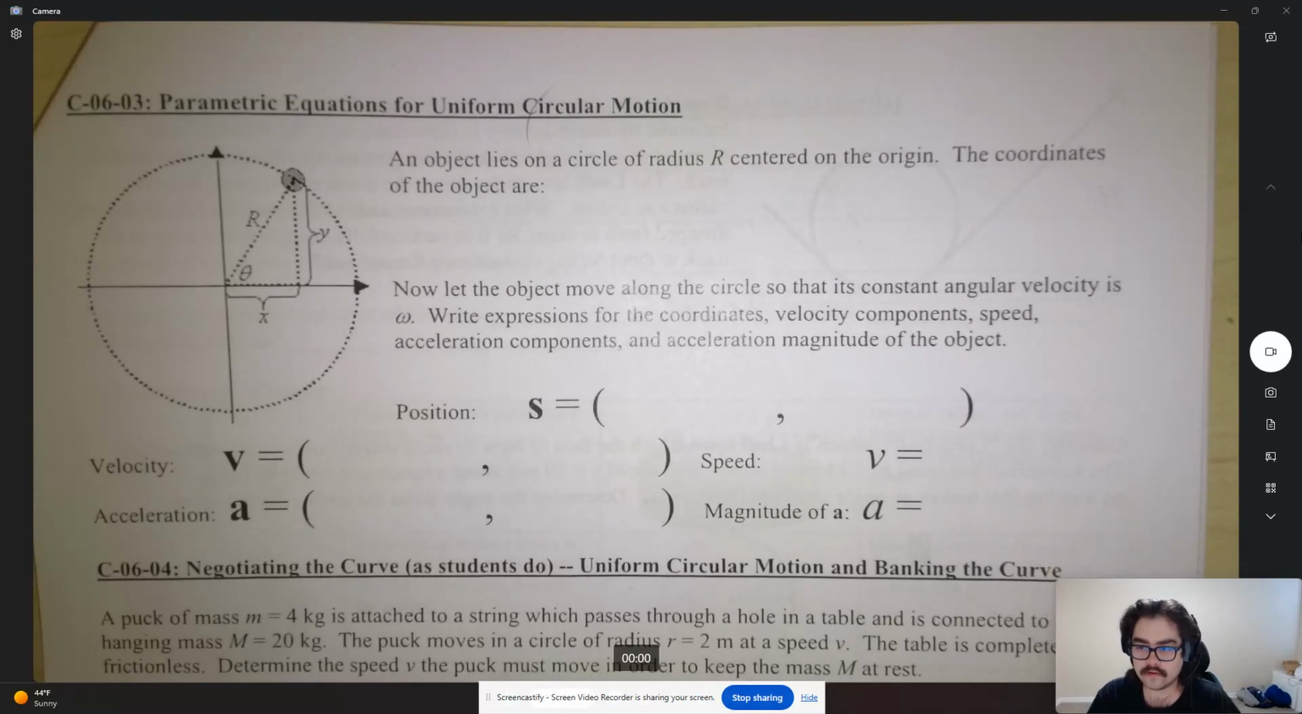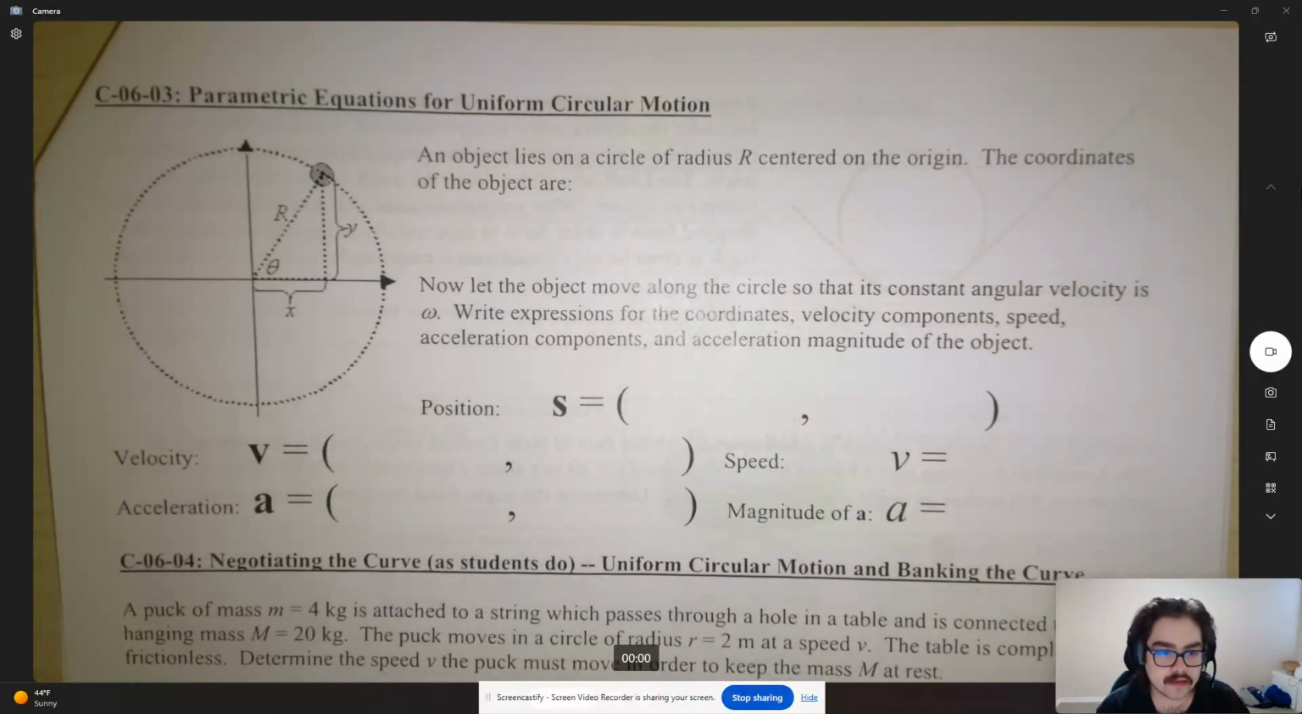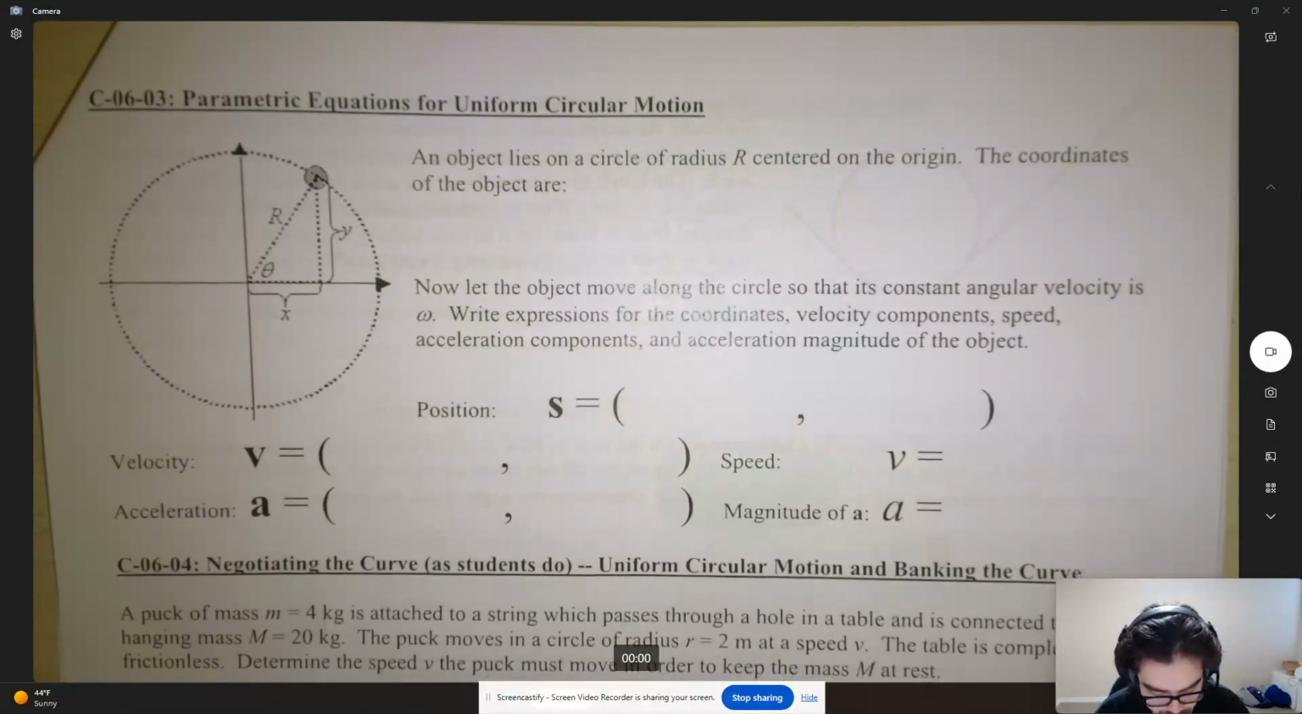All right. Okay, section 3. It's literally just this section, so not that bad at all. Now, this is called parametric equations. Okay, and I'll explain what we're going to do with this.